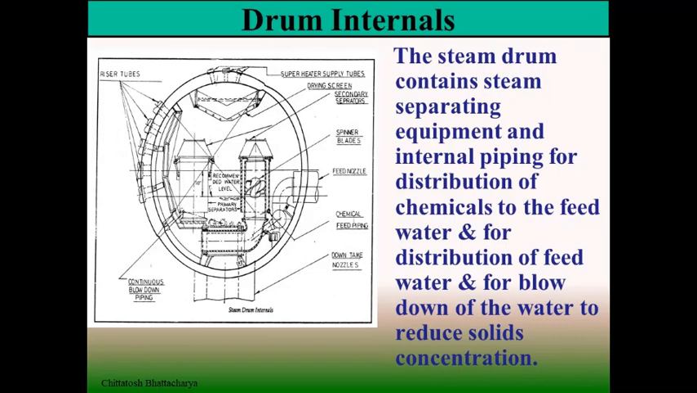We have arrangements to separate steam from water when the water-steam mixture is coming inside the drum from the water walls, and there are other components like chemical dosing nozzles and piping, feed water nozzles, and arrangements of blow down to remove the suspended solids, foam, and froth from the drum water inside.